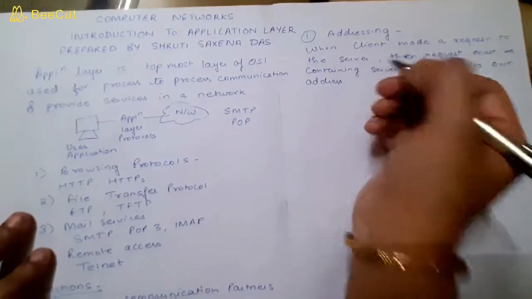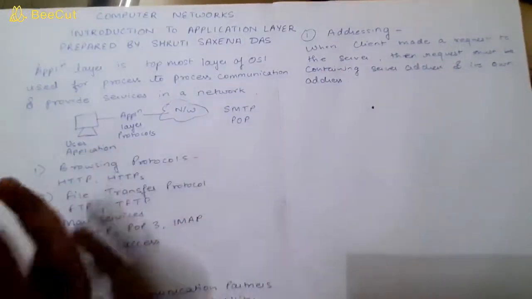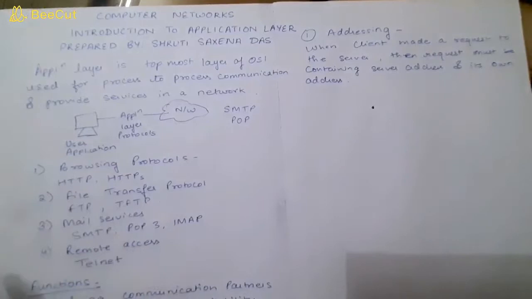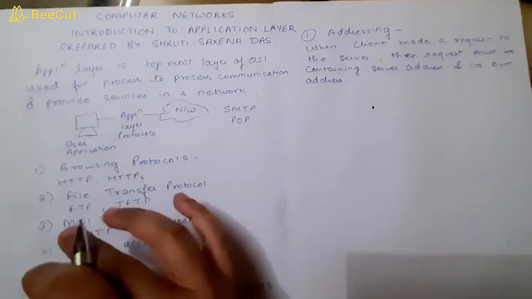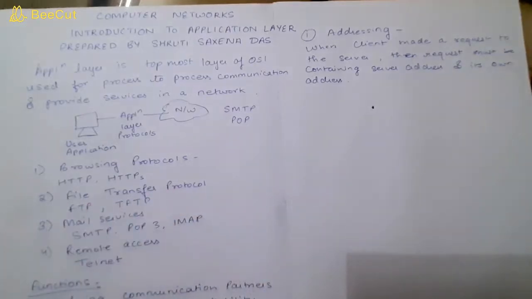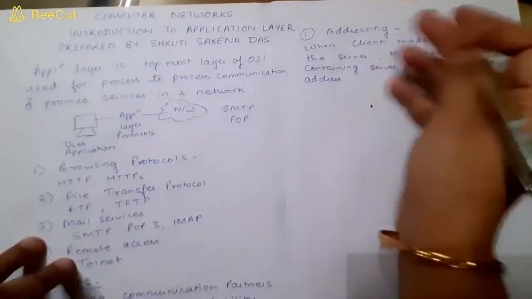Okay, similarly, when the server responds to the client, the response contains the destination address. To achieve all these things, DNS is used. The Domain Name System is used for providing addressing, and this DNS is a part of the application layer.